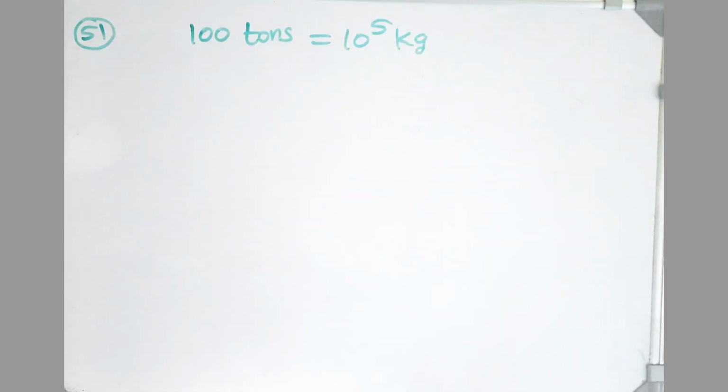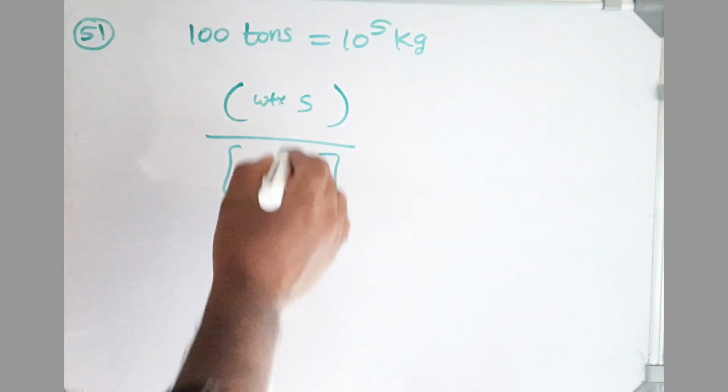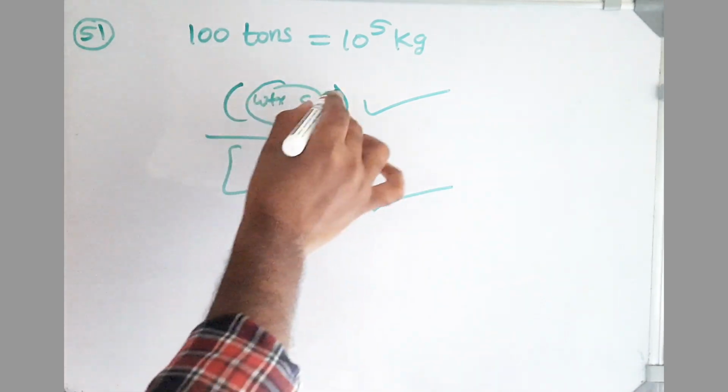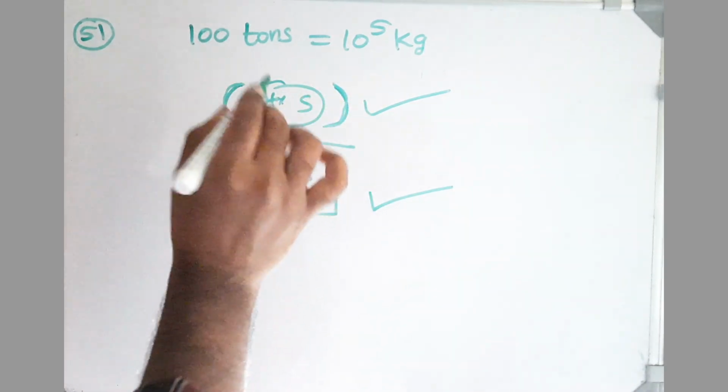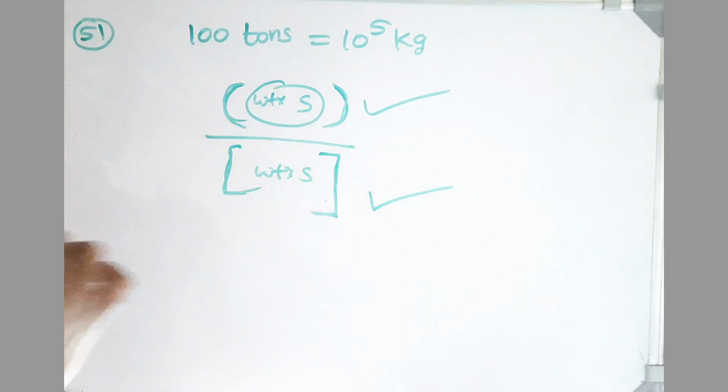Friends, question number 51 is the most repeated question ever: finding the desulfurizing index. Even the details given in the question are the same, which have been repeating every time in many exams. The desulfurizing index is given by the ratio of weight percentage of sulfur in slag to that in metal. Friends, always remember, when we use these round brackets, this is for an element in slag, and when we use square brackets, it is the element in metal.